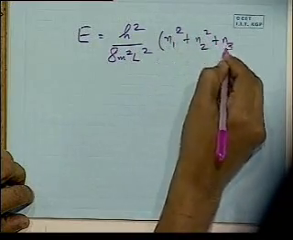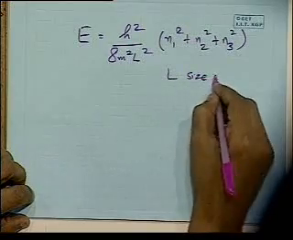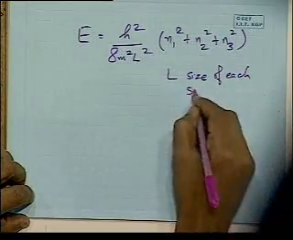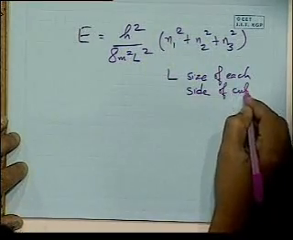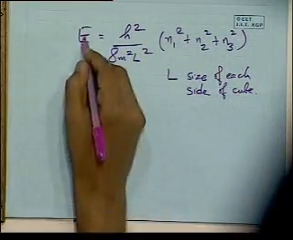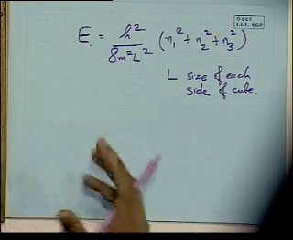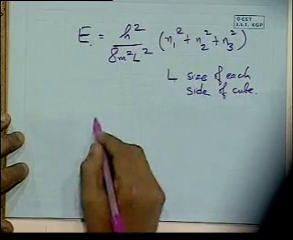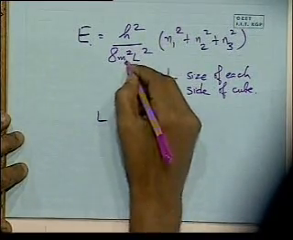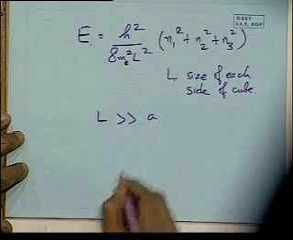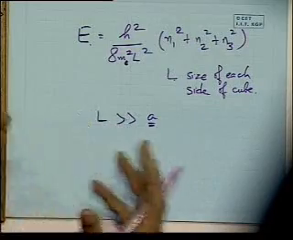this term here, where L is the size of each side of the cube. We're considering a cube there, with L the length of each side. This is what we have for energy. And L, in this case, because it's a solid, is much larger than the atomic dimensions. I'll put the subscript m to indicate the electron. L is much larger than the lattice parameter a, because L refers to the edges of a solid.